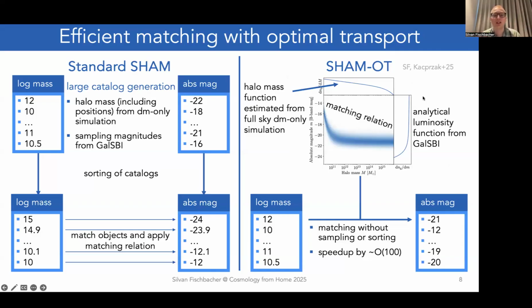So we get this matching relation. Instead of generating large catalogs and sorting them, we basically get this by matching these two histograms in fractions of seconds. And this matching relation that we obtain here can then be applied to the very small catalog that we need for the part of the sky that we want to simulate in image simulation. So we can basically do all of this without any sampling or sorting. And overall, this gives us a speed up of about 2 orders of magnitude.